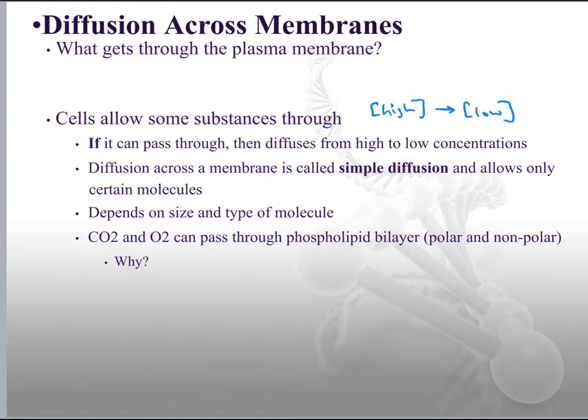Diffusion across the membrane is called simple diffusion and allows only certain molecules. It depends on the size and type of molecules. Some stuff, I'm going to rewrite this down here, can pass through readily, and that's because of its size and its polarity. Small things like CO2 and O2 can pass through the phospholipid bilayer. These are really tiny molecules. So they can go through that bilayer without being transported in by a protein. That's because they are small.